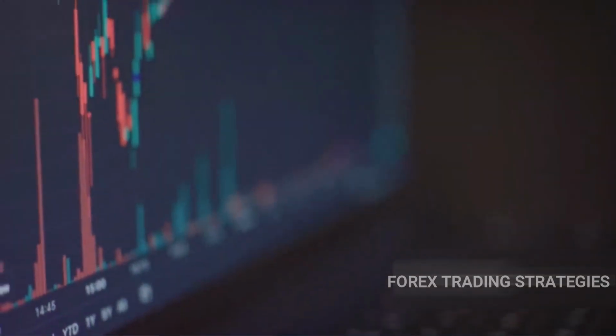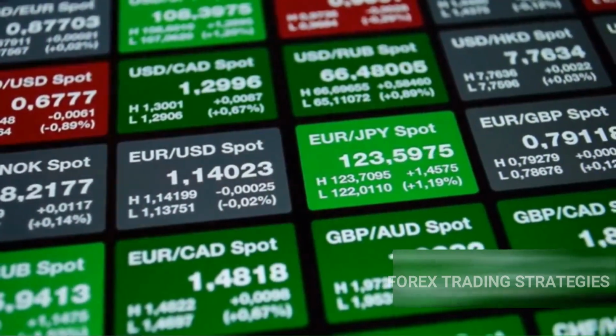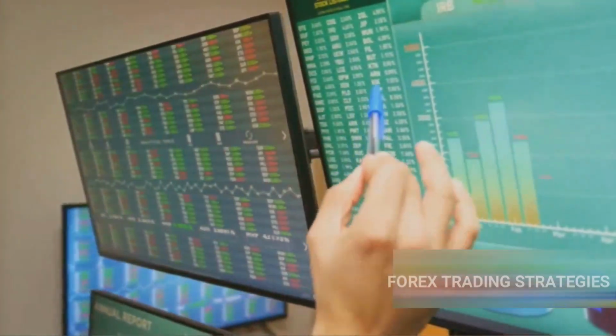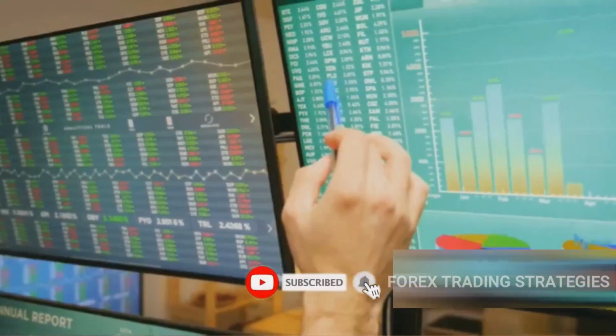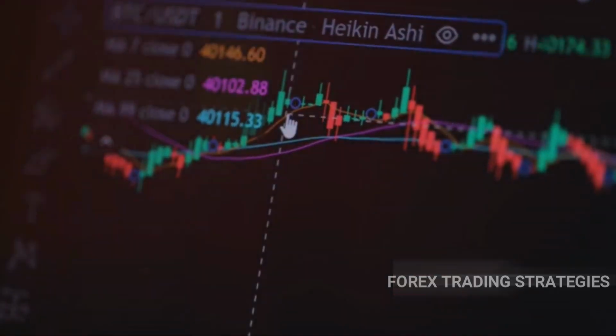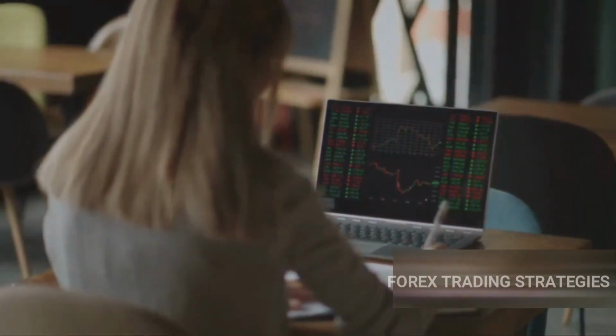Finally, consistent price movements. Forex scalping is not about making a fortune on a single trade. It's about making small profits repeatedly. For this, you need currency pairs that show consistent price movements. Stable and predictable trends can be a scalper's best friend, allowing them to strategize and execute trades with confidence.